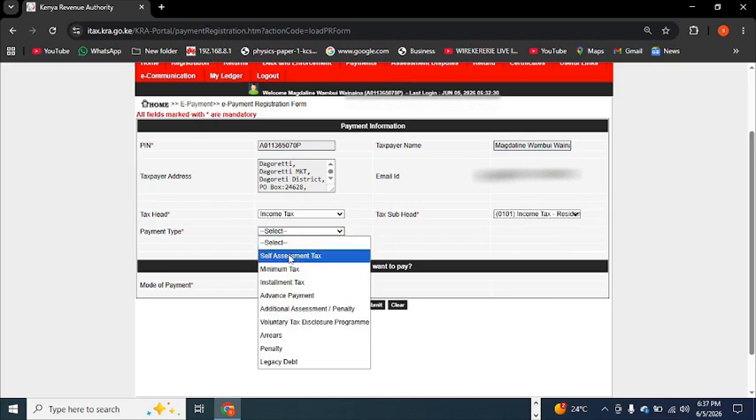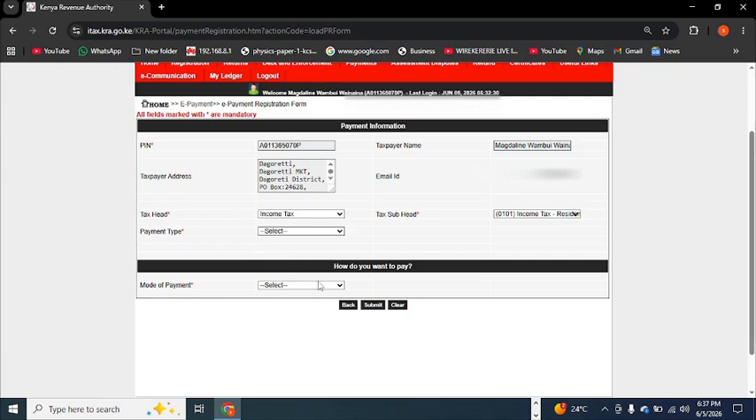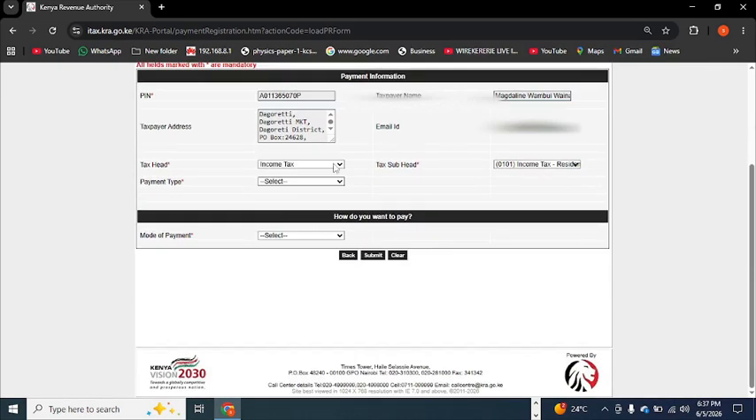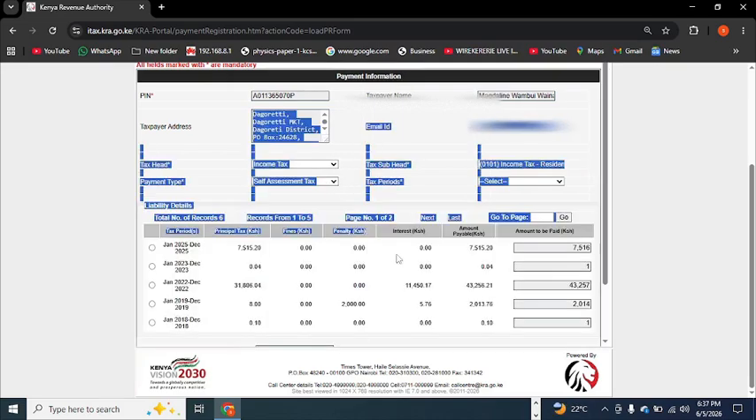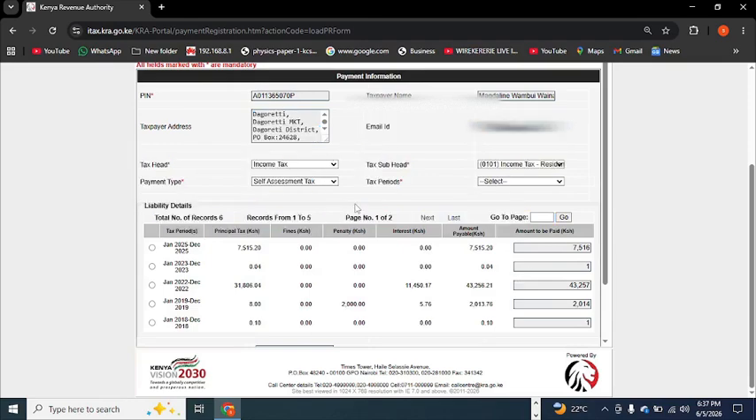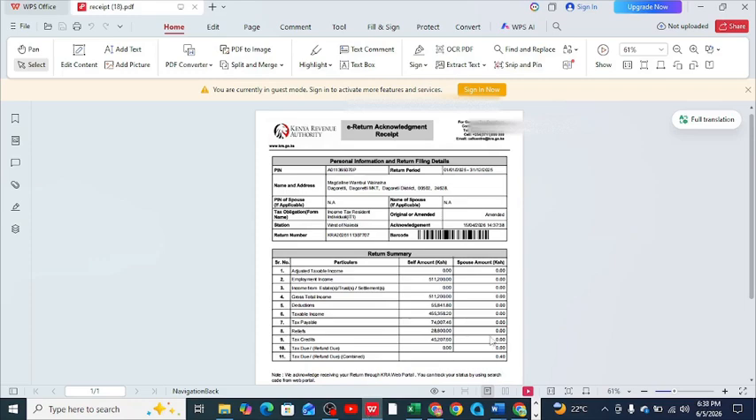The payment type is self-assessment, and the mode of payment, maybe I'll choose, let us give it time to load. We shall bear with it. As you can see, what I was trying to explain, before even we choose the payment method, because we don't need to pay: in January 2025 to December 2025, I have a principal tax of 7,515, but you can notice from the receipt which is here, my tax due was 0.